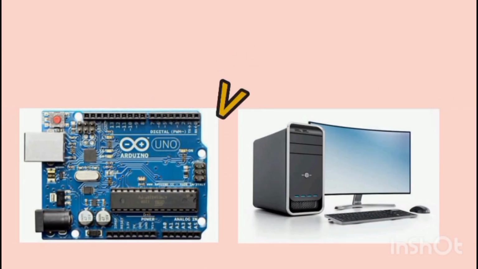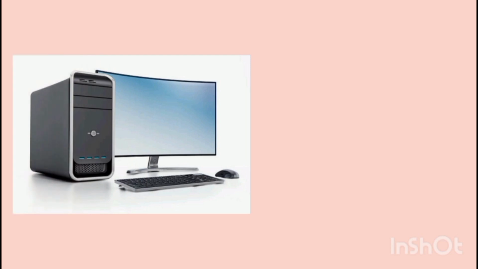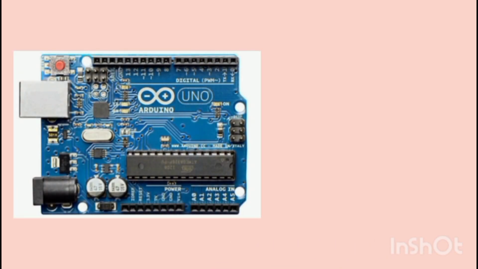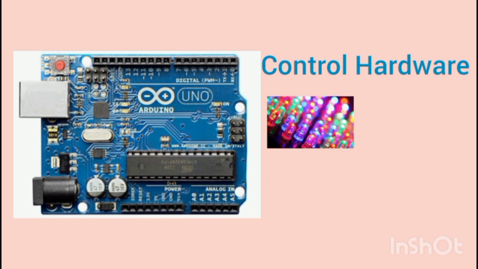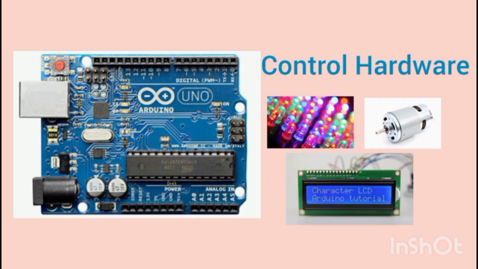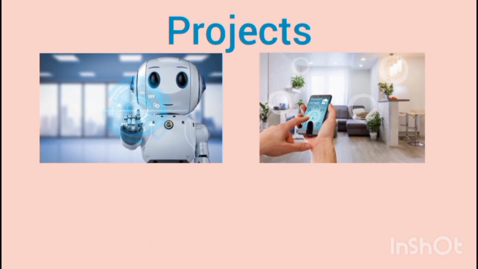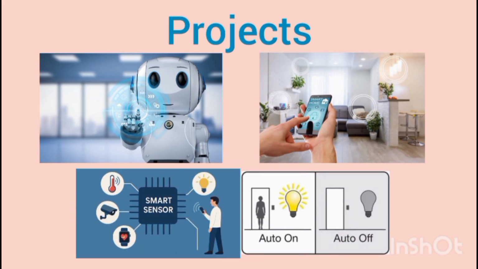Now, what is the difference between an Arduino and a normal computer? A normal computer is designed for multitasking like games, browsing, editing, and many other heavy tasks. Arduino is specially designed to control hardware components like LEDs, motors, sensors, and displays. It performs one program task continuously and very efficiently. Arduino is used in many projects such as robotics, home automation, smart sensors, automatic light systems, IoT projects, and many more.